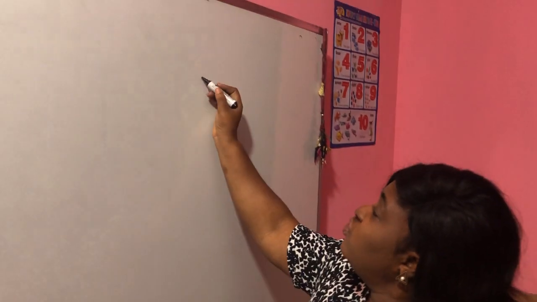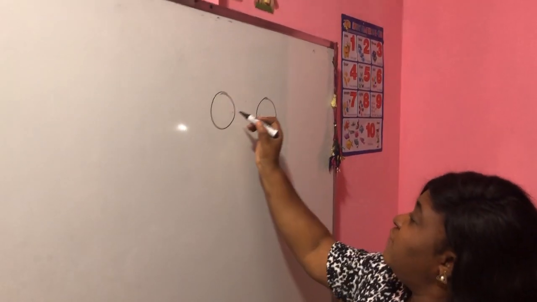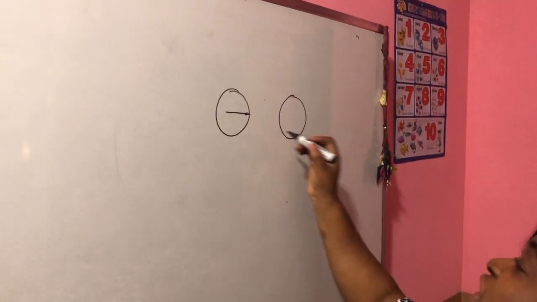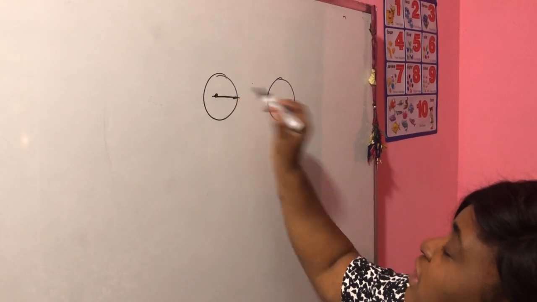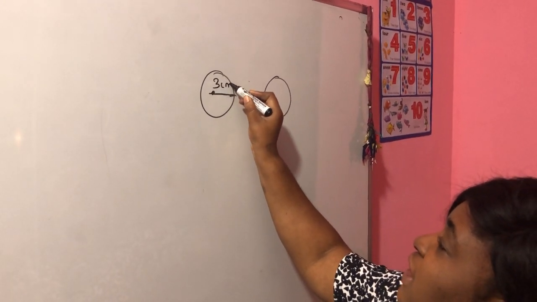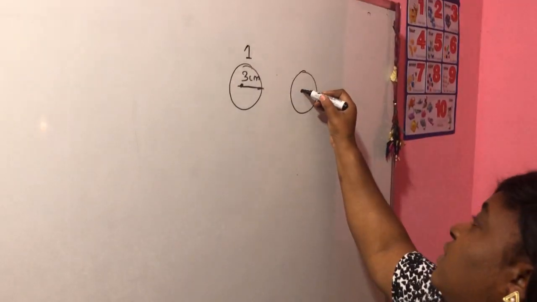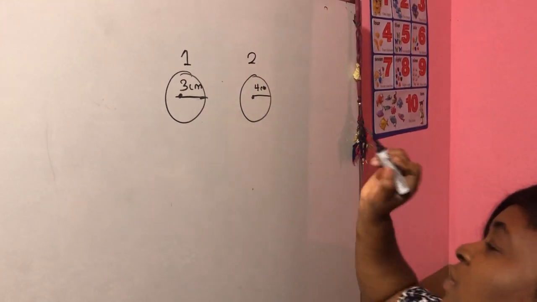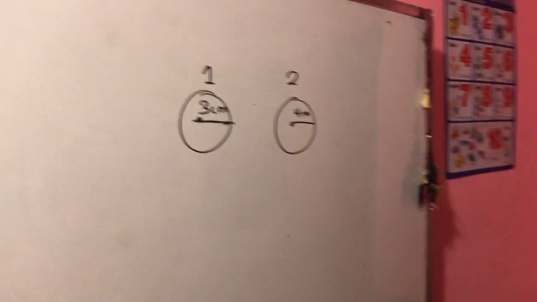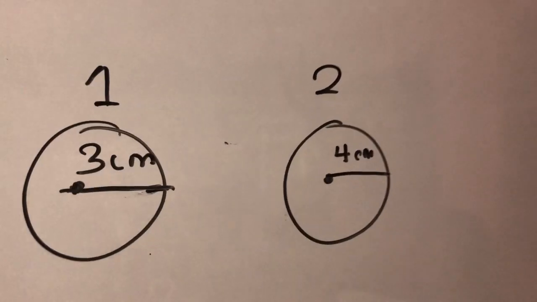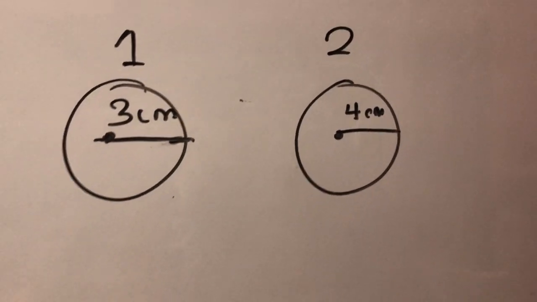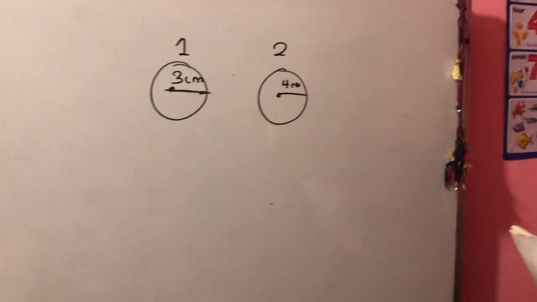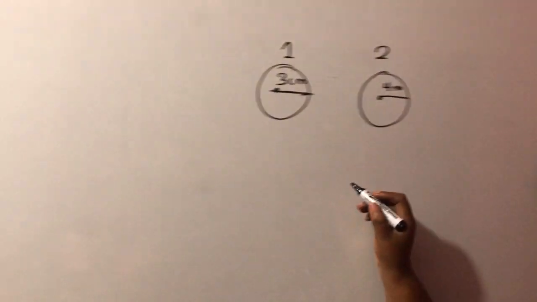So that means they are talking about 2 circles here, each with its own radius. The radius of the first circle is 3 centimeters, and the radius of the second circle is what? 4 centimeters. So this is circle 1 and this is circle 2. Now, they are saying that these 2 circles have the same total area as the third circle.